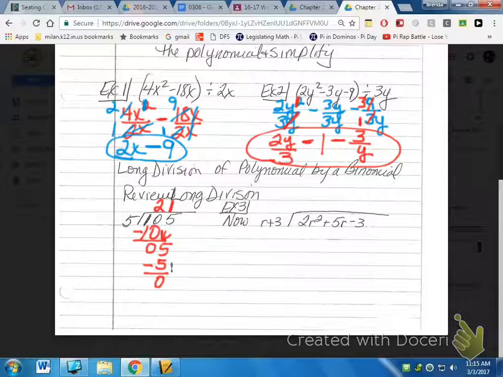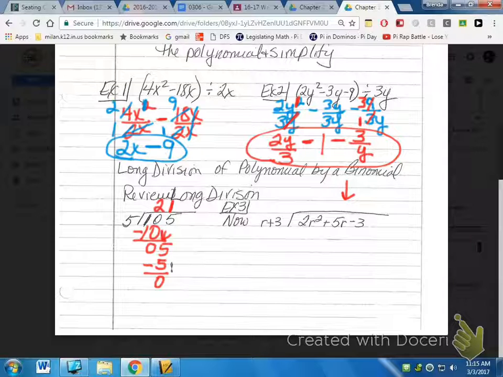Now, I'm just going to tell you. When you're having a division like this, 2r squared plus 5r minus 3, and you're dividing by r plus 3, because it's a binomial on the outside, it's never going to go into that first term. There is nothing you're going to be able to multiply by that binomial to just give you one term. So there's never going to be anything over the first term.